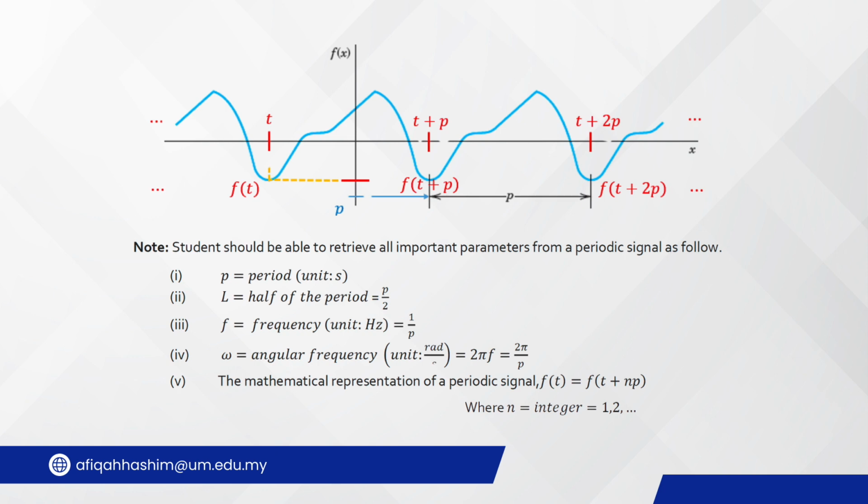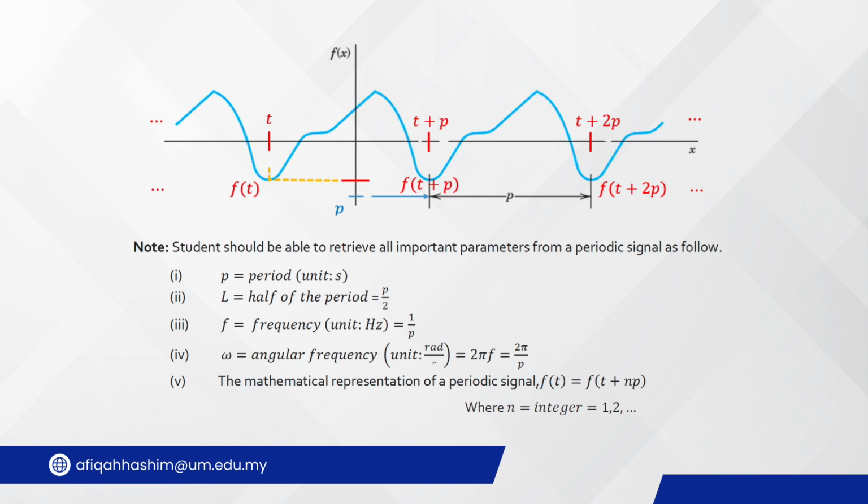And the angular frequency W, which is very important in this topic, is equal to 2 pi f. Because f is equal to 1 over P, we can have W is equal to 2 pi over P. So the mathematical representation of the periodic signal is f(t) is equal to f(t plus nP), where n is an integer, can be any number.